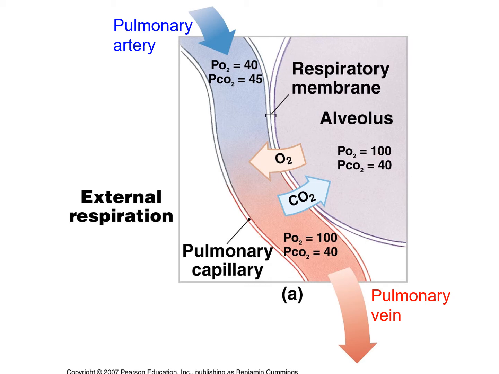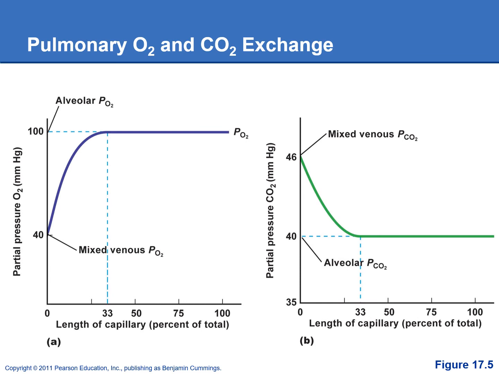And then the same thing happens with carbon dioxide, except it's going to move from the blood into the lungs. So carbon dioxide will go down its partial pressure gradient from 45 in the blood to 40 in the alveolus. And carbon dioxide, again, will move across until the partial pressures equilibrate with what's in the lungs. And now this newly oxygenated blood will leave the pulmonary capillaries through the pulmonary vein and then be delivered to the left side of the heart to be pumped out to the systemic circuit and the rest of the tissues.